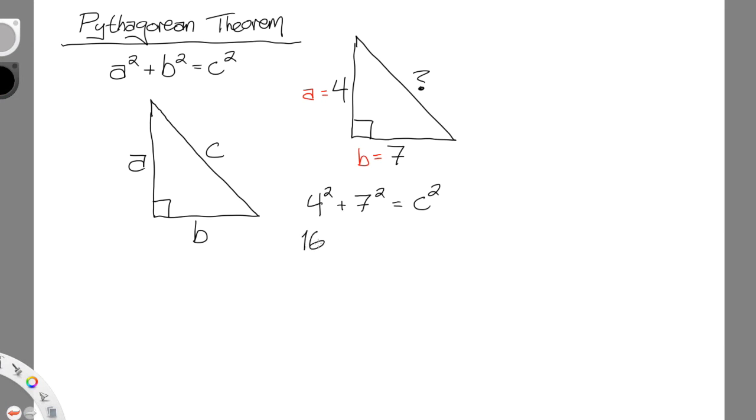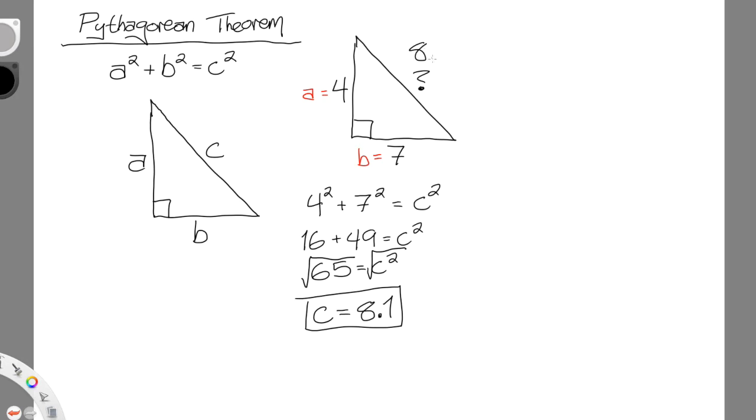So 4 squared is 16, 7 squared is 49, that all equals c squared. So if we add those together, 49 plus 16 is, let's see, 50 plus 15, so that's 65, equals c squared. Now we can take the square root of both sides, and the square root of c squared is just c. And the square root of 65 we can plug into our calculator, and with a little bit of rounding, we get 8.1. So that means this side of the triangle up here would be 8.1 long in whatever unit we're using. Maybe these are miles, maybe these are meters.